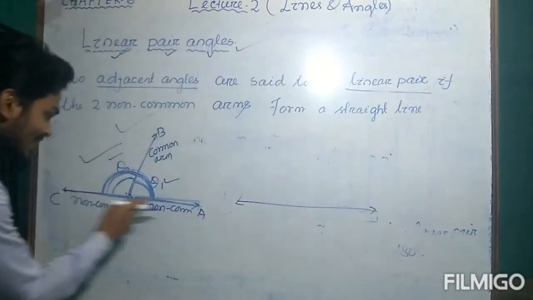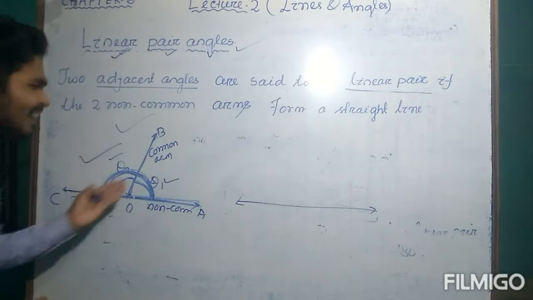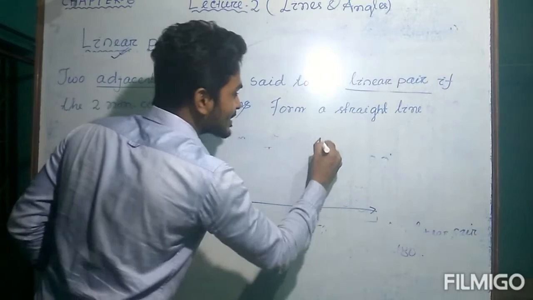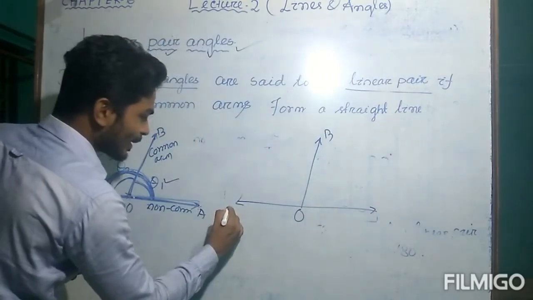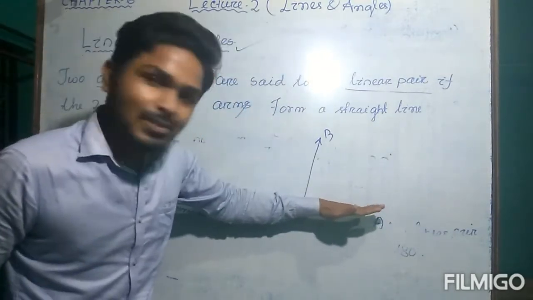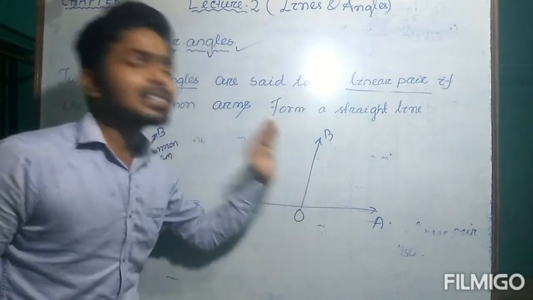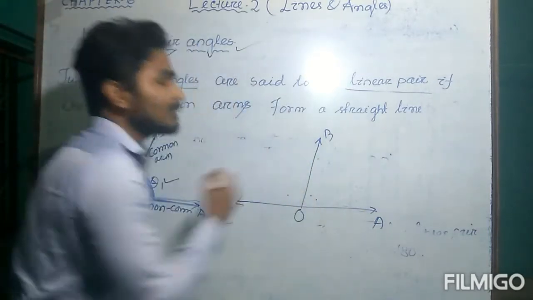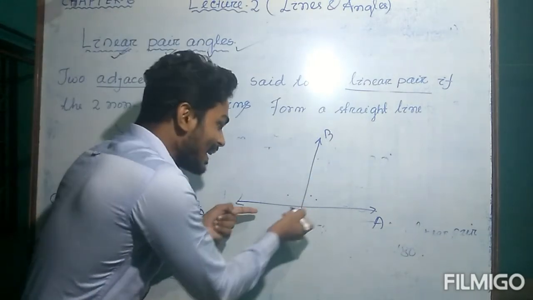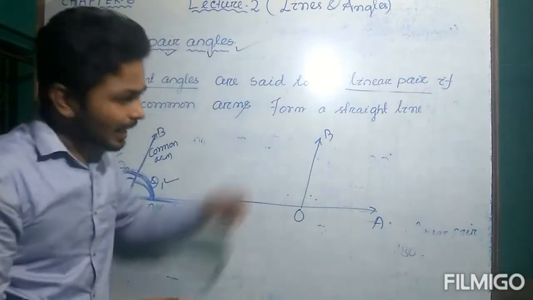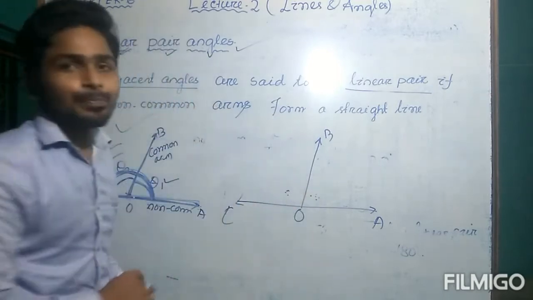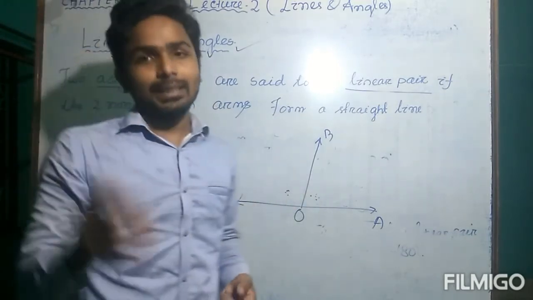Now on this straight line we draw a ray, this ray OB, which stands on the straight line. Whenever there is a straight line and another ray stands on it, then two angles are formed, and these two angles are linear pair angles. So ultimately, you can write that whenever a straight line is there and another ray stands on it, then the sum of the two angles formed is equal to 180 degrees.